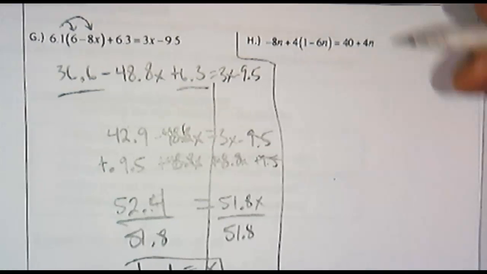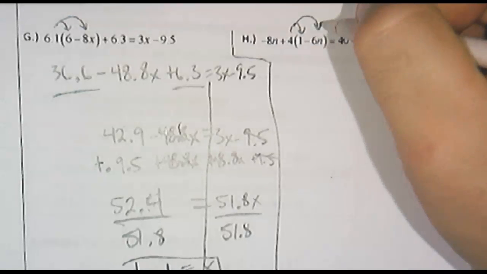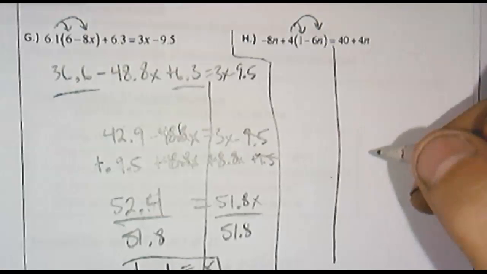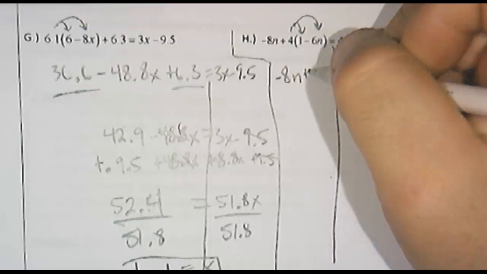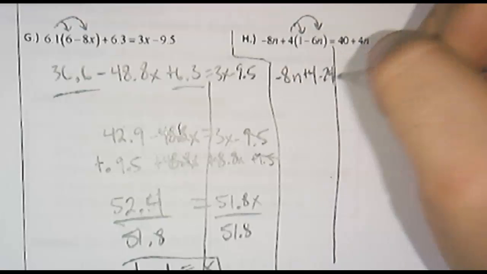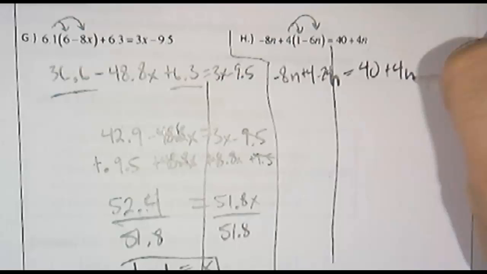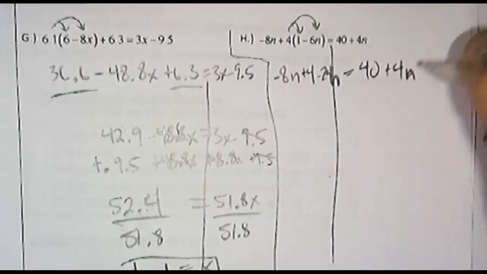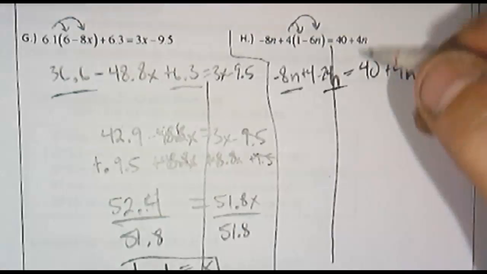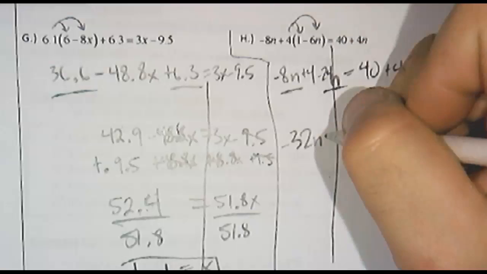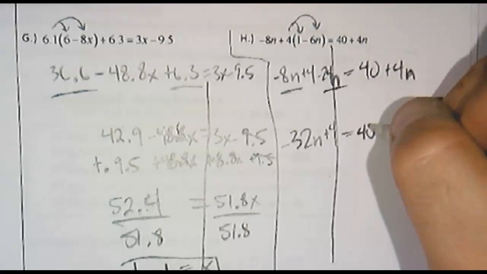Gonna go ahead and look at both sides here. There's nothing for me to do on the right, but on the left I can start by distributing. Here's my line. Negative 8n will come along down. 4 times 1 is 4. 4 times a minus 6 is a minus 24n equals, bring down the 40 plus 4n. Now I'm distributed, but I'm going to combine these like terms. Negative 8n minus 24n, that's negative 32n. Bring down that plus 4, that's still right there. Bring down the whole right side, 40 plus 4n.